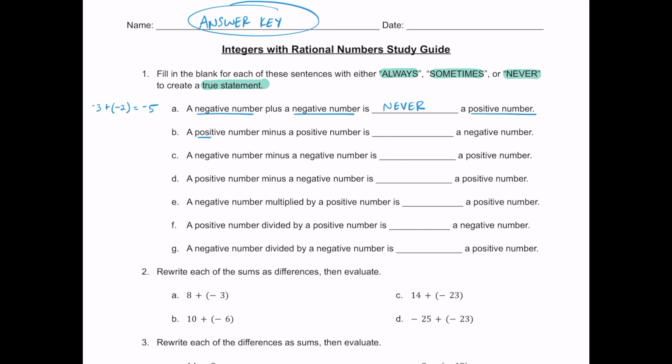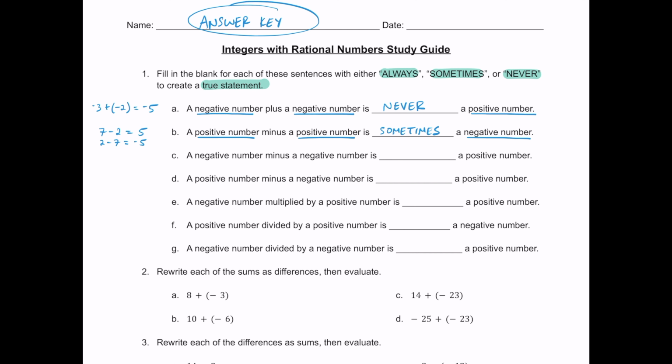For the second one, a positive number minus a positive number is blank a negative number. So let's take a positive number like, I don't know, 7 and then take away 2. Well, 7 take away 2, that's 5, and that's positive. So I'm wondering, is it possible to make it negative? Well, if we said 2 minus 7, that would be -5, right? So it could be either or, it kind of just depends on which one's farther from 0. So in this case, if it depends, we can say sometimes.